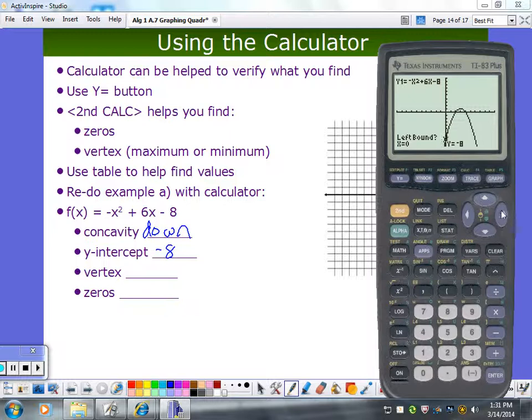It says left bound. I'm pressing this little arrow until I get to the left. It doesn't have to be very far left, just to the left of my vertex. When you find a good spot, press enter. Right bound: I'm going to move this little guy to the right of my vertex and press enter. Then I'm pressing enter again.